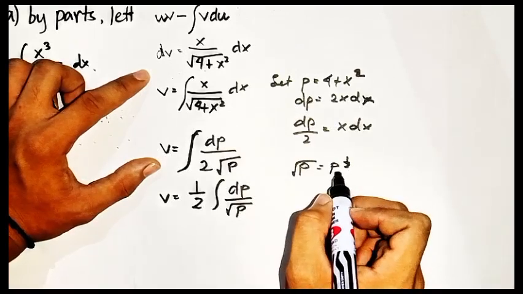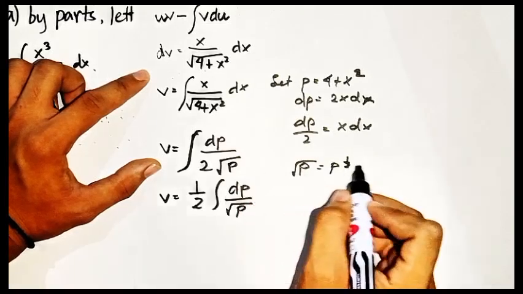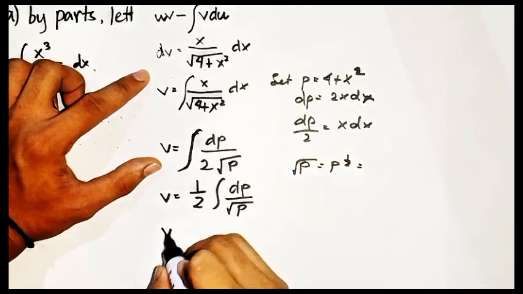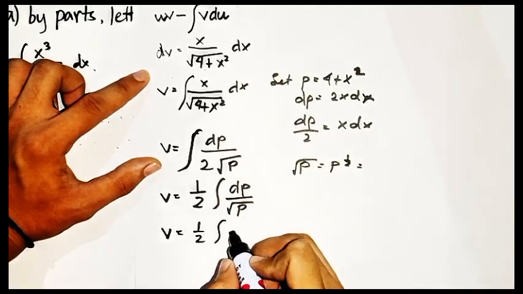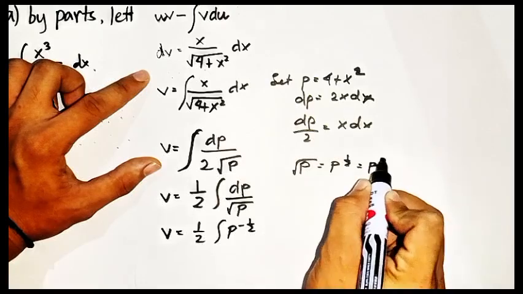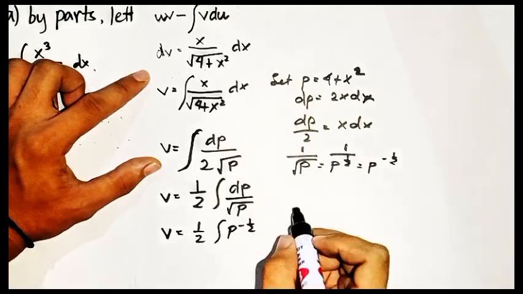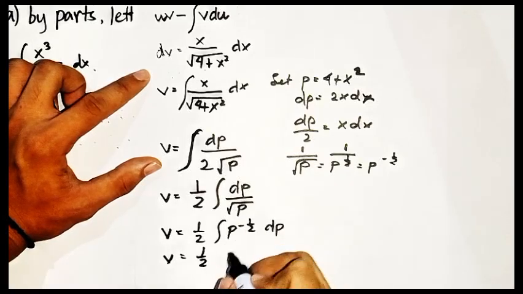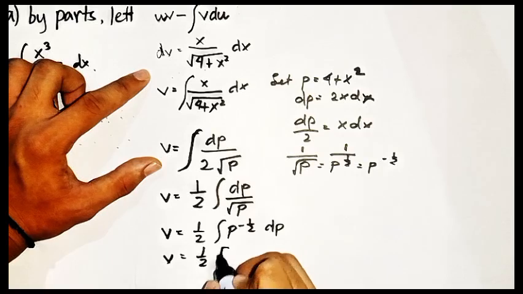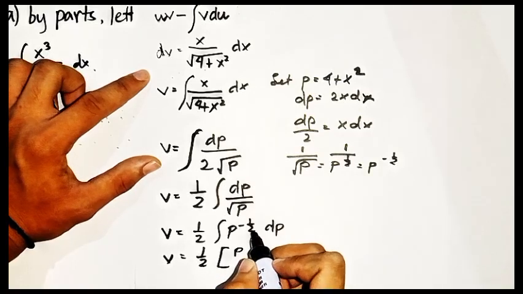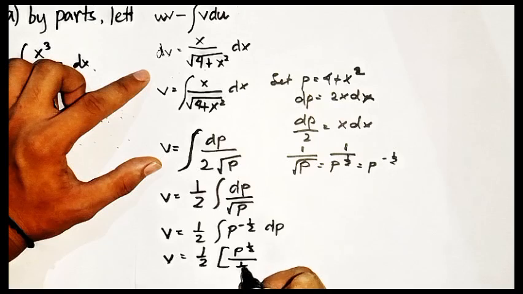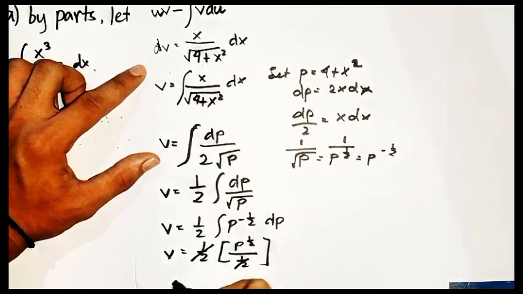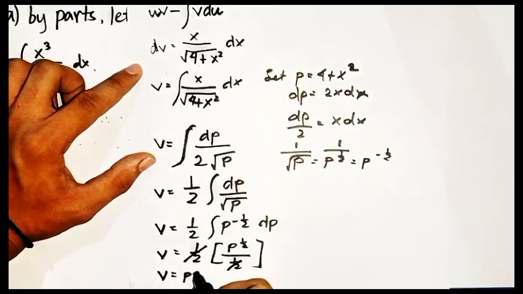Now, since it is in the denominator, let's put it into the numerator by making the power negative. So v is equal to 1/2 integral of p to the negative 1/2 dp. So let's integrate this. Negative 1/2 plus 1 is equal to 1/2, over 1/2. Now, since 1/2 times p to the power of 1/2 over 1/2 cancel, v is equal to p to the 1/2.